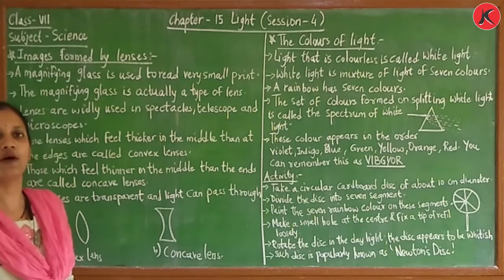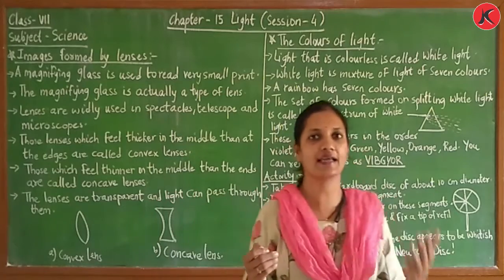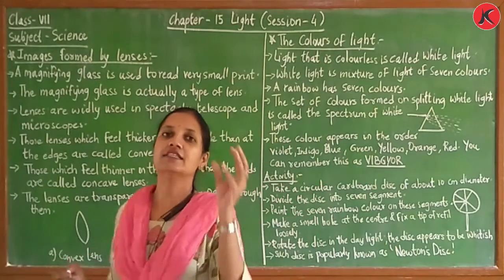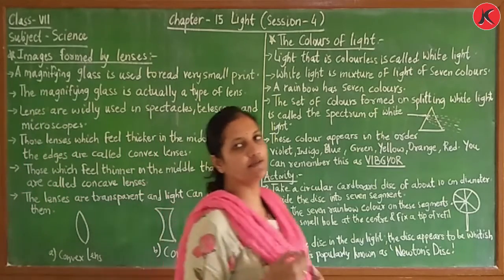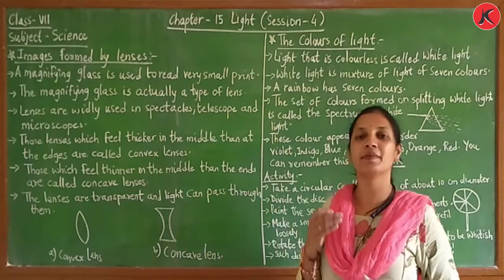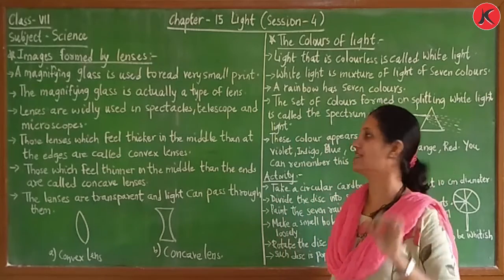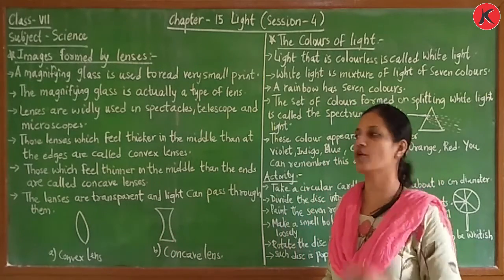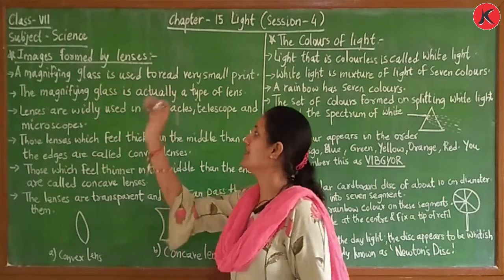Now lenses. You must have seen, children, that people wear lenses in their eyes to correct their numbers, to remove the spectacles. Then lenses are used in cameras and microscopes. We have seen many different uses of lenses, like in a telescope, right? So today we are going to learn about vision from lenses, the images formed by lenses.